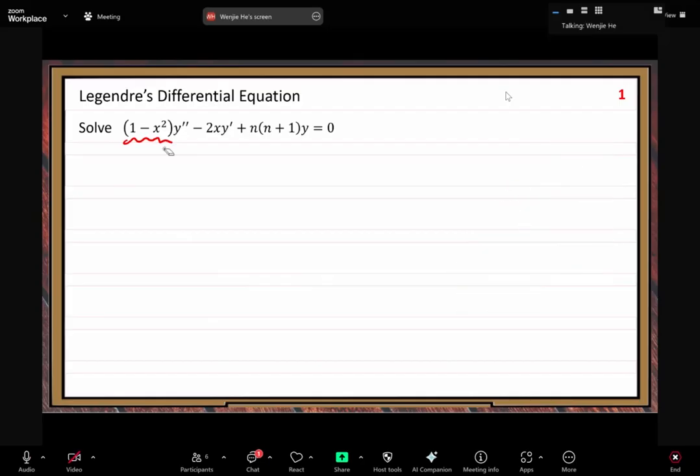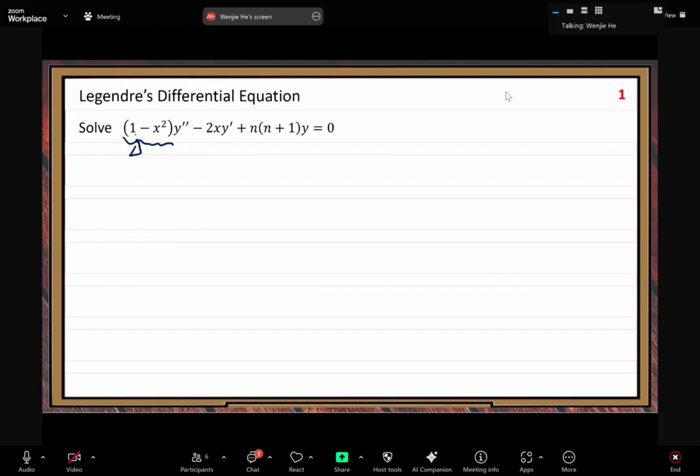The biggest difference is here. Because of the degree, you can see the degree is different. 1 minus x squared: the x squared term is degree 2, and the 1 term, what's that degree? Degree 0, right? So you can see that. The hard part is that this degree 0 makes this equation harder to solve than the Euler-Cauchy equation.